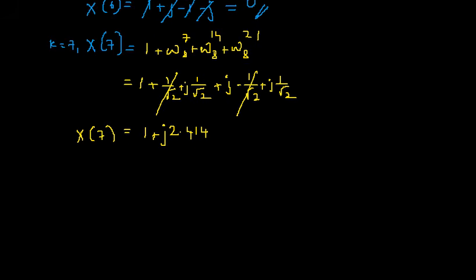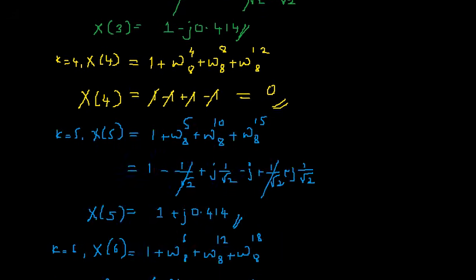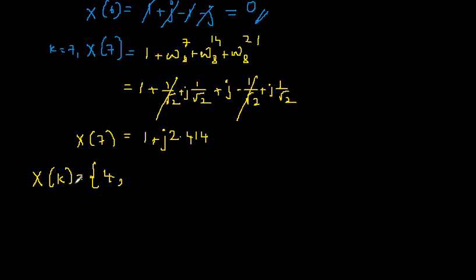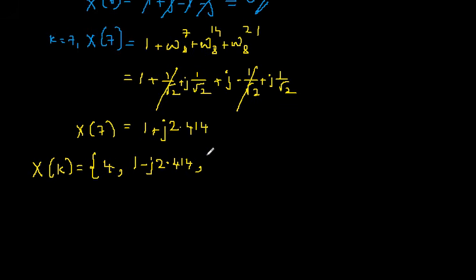Before I conclude, I have to summarize everything, and I'll combine everything. I'll write the final expression for x of k. X of 0 was 4, x of 1 is 1 minus j 2.414. So I'll write it 1 minus j 2.414. Then I have got x of 2. X of 2, I guess it was 0. Just cross check it. Yes, it is 0. X of 2 is 0.